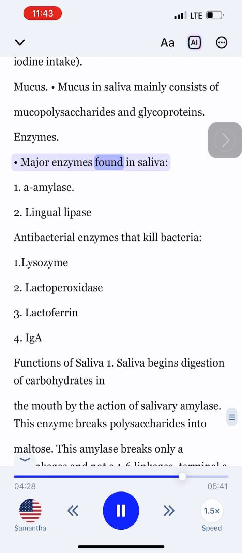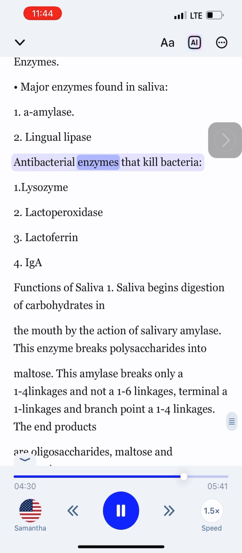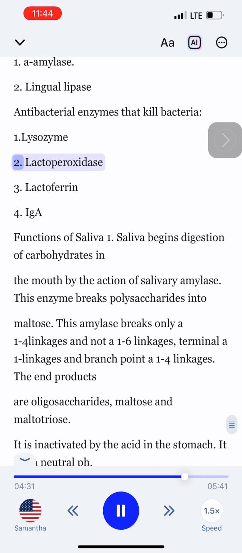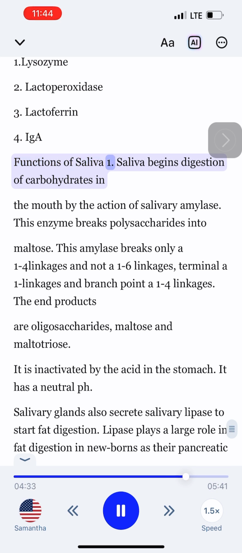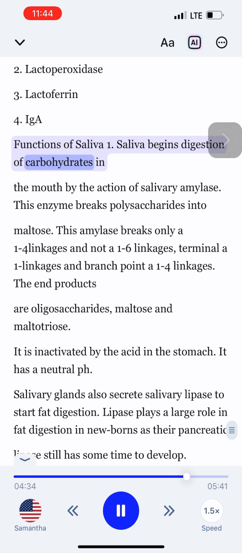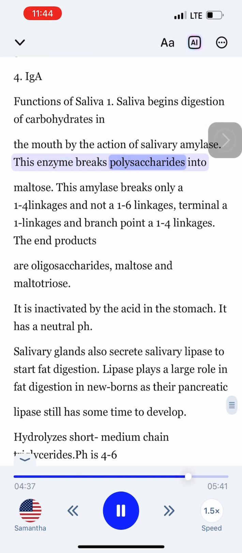Enzymes. Major enzymes found in saliva: 1. Amylase, 2. Lingual lipase. Antibacterial enzymes that kill bacteria: 1. Lysozyme, 2. Lactoperoxidase, 3. Lactoferrin, 4. EGF. Functions of saliva. 1. Saliva begins digestion of carbohydrates in the mouth by the action of salivary amylase. This enzyme breaks polysaccharides into maltose.